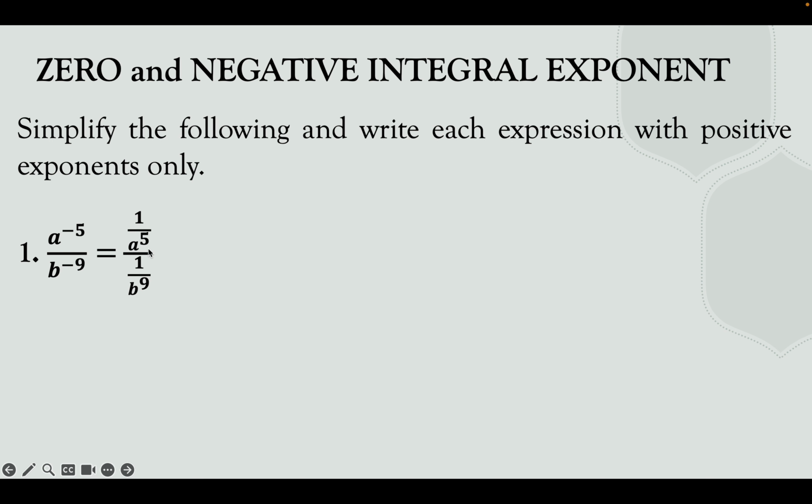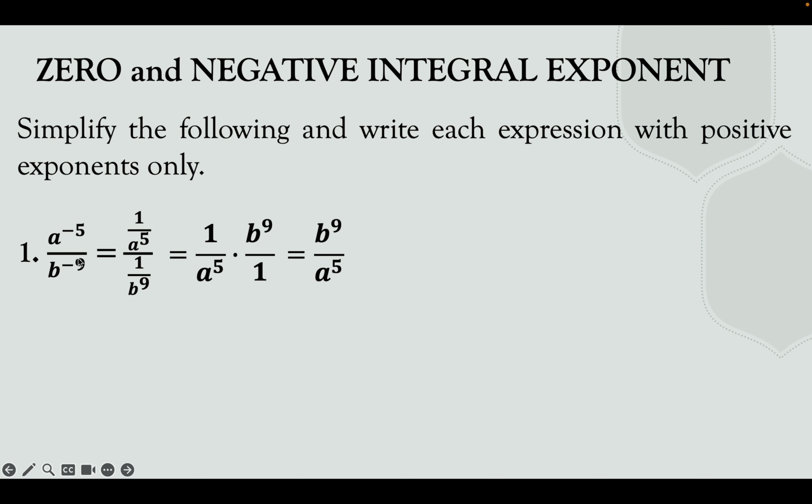If you have a fraction in the denominator, you just need to change the operation division to multiplication. Copy the numerator 1 over a raised to 5, and then you just need to multiply the reciprocal of 1 over b raised to 9. So we have 1 over a raised to 5 times b raised to 9 over 1. So we have now b raised to 9 over a raised to 5.